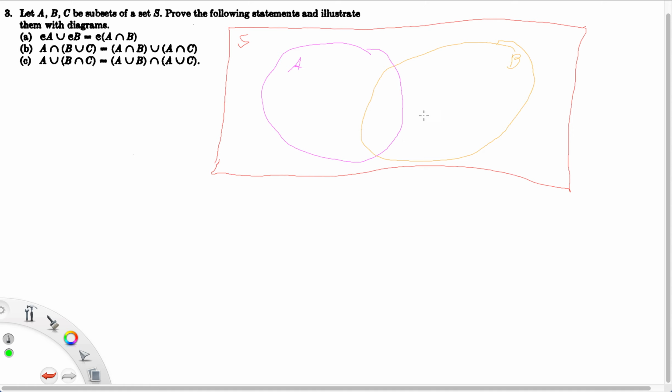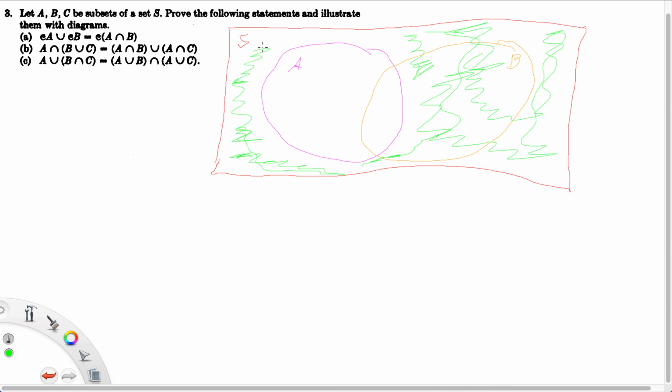The complement of A, or the complement of B. So the complement of A is everything that's not in A. That would be everything that's not in the pink circle. So I'm just going to color in all this area, and it's also over here. So this counts as not in A. This is in S, but it's not in A. Okay, there we go. So that's everything that's not in A.